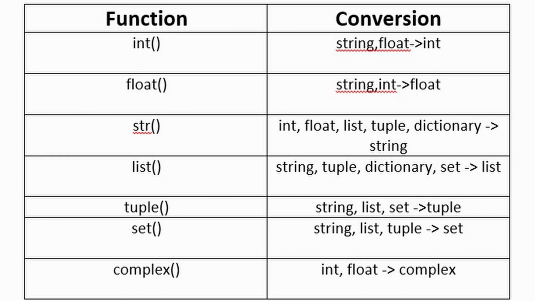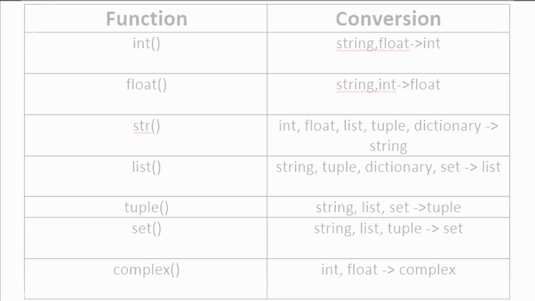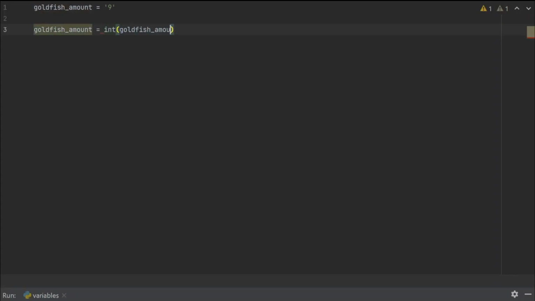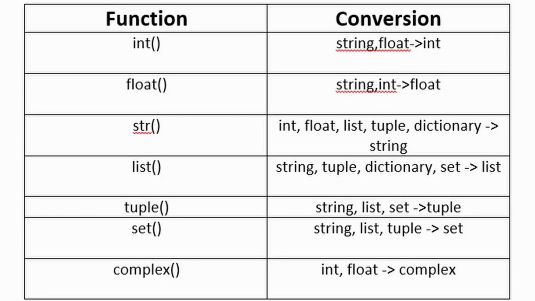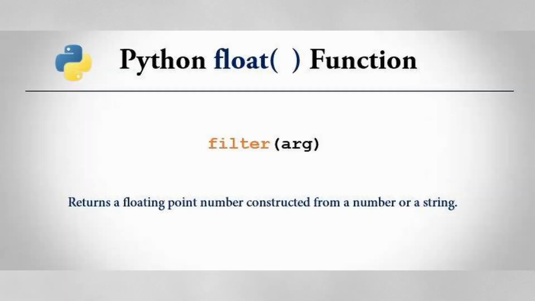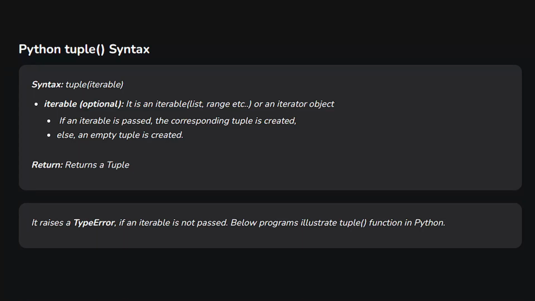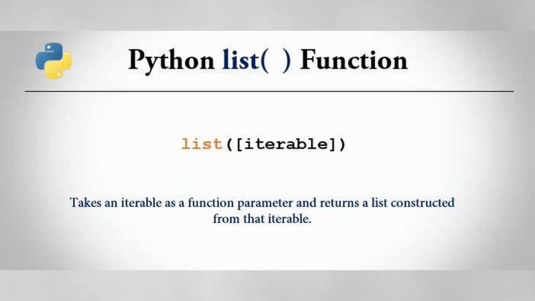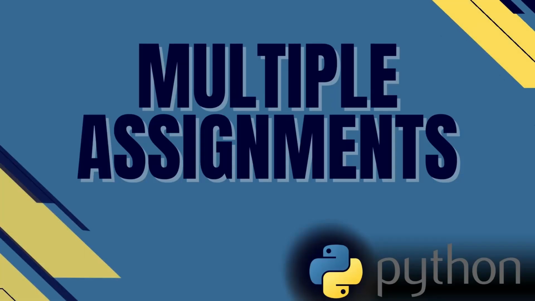Python has built-in functions to convert variables from one type to another. You can use the int function to convert a string variable to an integer. Python has many more conversion functions, and you will find them when you actually need them. But some commonly used ones are float, which converts to a floating point number, tuple, which converts to a tuple, and list, which converts to a list.